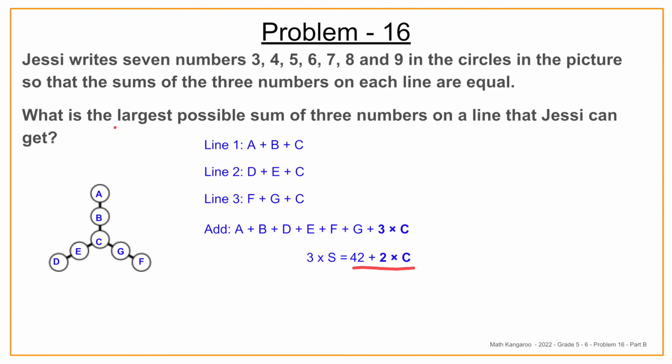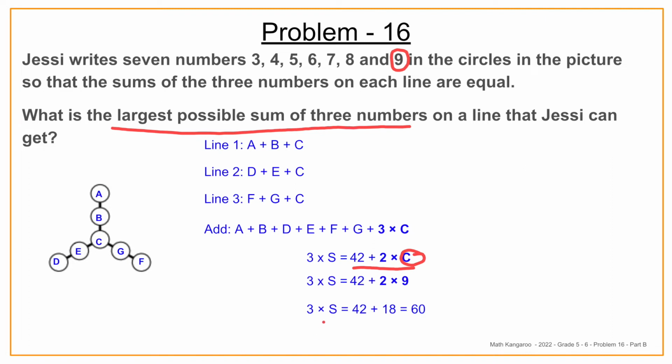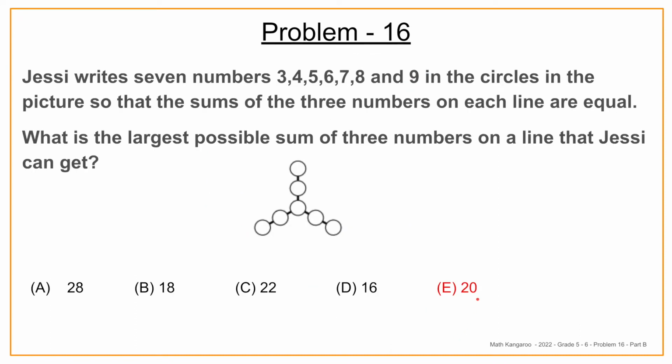Now it says what is the largest possible sum of 3 numbers? So the largest number, if we assume is 9 and we say that C is the 9, we use that number and see how it calculates and what would be our answer. So 9 twos are 18, 18 plus 42 gives us 60. So we got 3S equals 60. Now we divide by 3 on both sides and we get 20. So our answer is option E, 20.